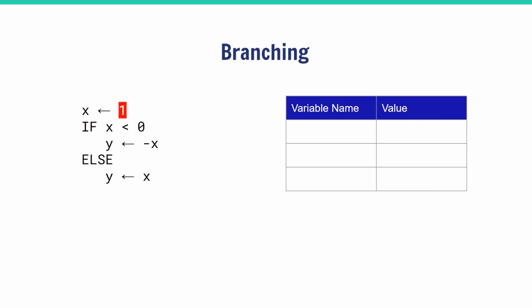Let's repeat that example with a different initial value for x. This time we're assigning x to 1. We evaluate the expression and we find that the expression is false. So we go down to the else statement and we execute the line of code that is indented and underneath that. Y here is assigned the value of 1 also.